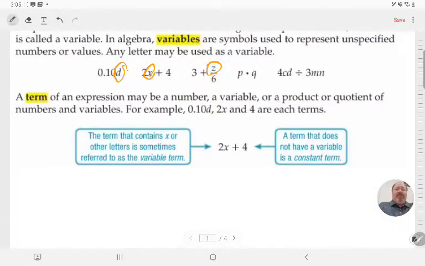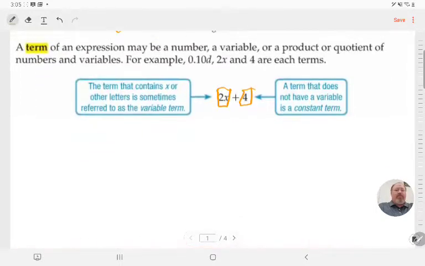All right, a term. A term of an expression may be a number, a variable, or a product or quotient of numbers or variables. Remember, a product would be a multiplication problem, and a quotient would be a division problem. For example, 0.10D, 2x, and 4 are each terms. So 2x would be a term, and it would be called the variable term because it has a variable with it. 4 would be a term, and it would be called a constant term because it has no variable.